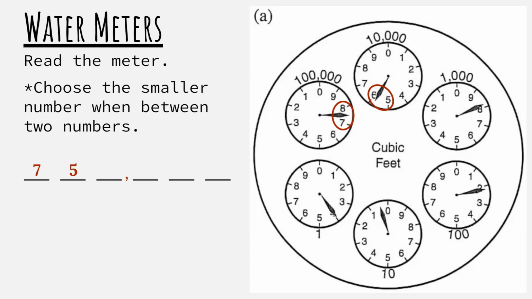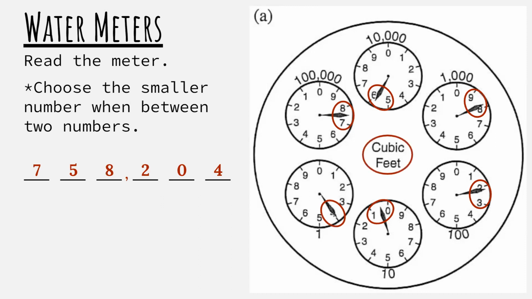For our 1,000s, we're between 8 and 9. We're going to go with 8. For our 100s, we are between 2 and 3. We're going to go with 2. For our 10s, we're between 0 and 1. So we're going to go with 0. And then lastly, for our ones place, we're pretty much right on 4. So we're going to go with 4.